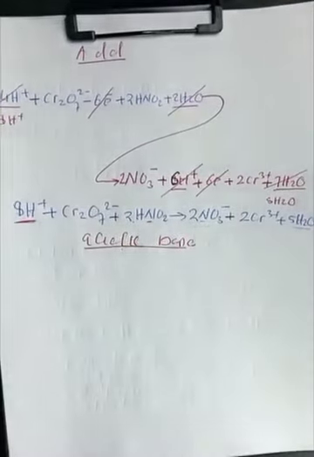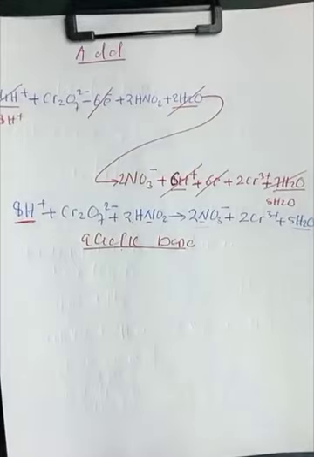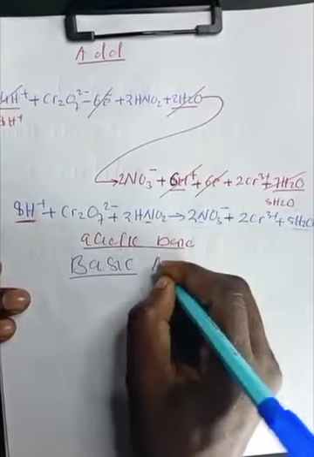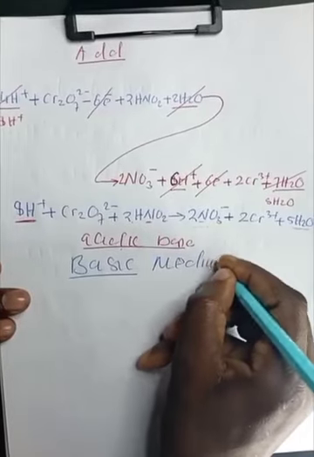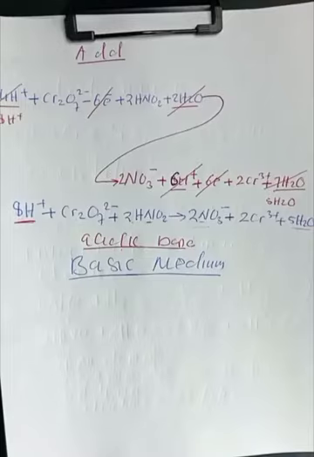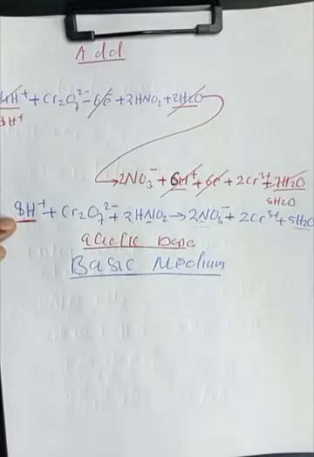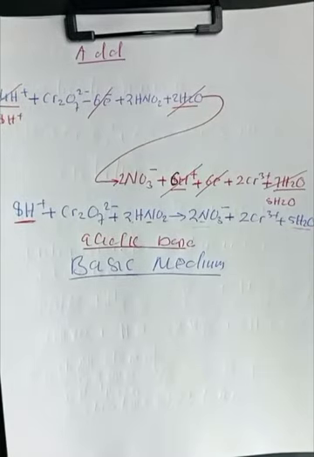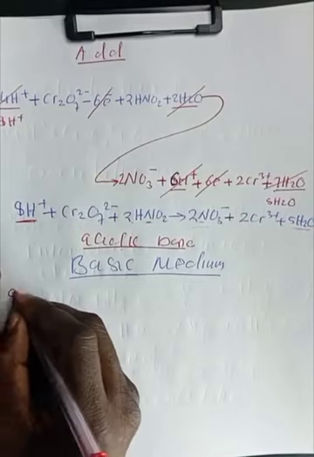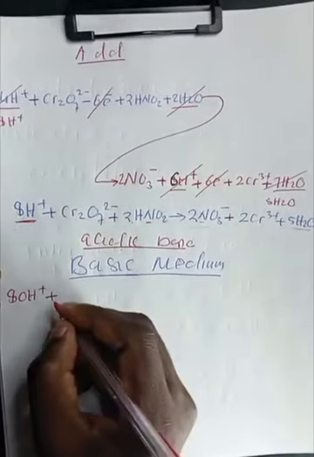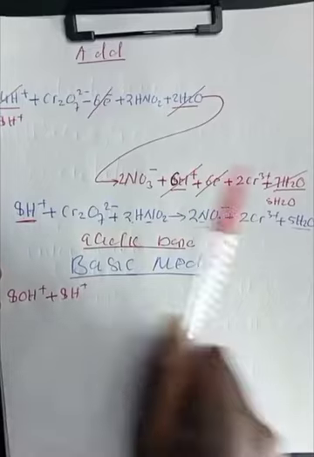Now we go to basic. So basic medium, remember what we say. So basic medium, the last part. So remember for basic medium, we basically add the appropriate number of hydroxide ions. So we have 8 hydrogen ions, we're going to add 8 hydroxide. So we say here will be 8 hydroxide ion plus 8 hydrogen ion, which is already here.